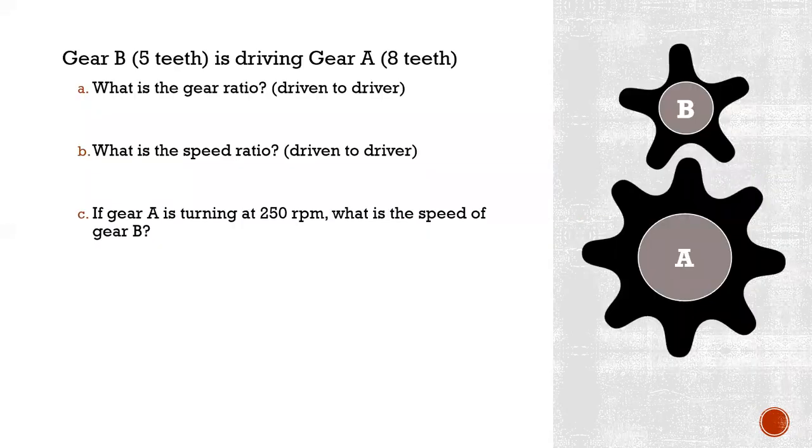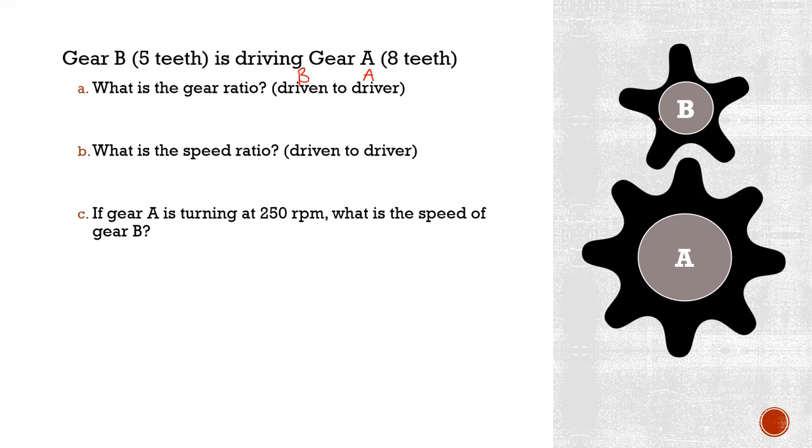Now let's look at an example. So here it says gear B has 5 teeth and it's driving gear A, which has 8 teeth. I want to know the gear ratio of the driven gear to the driver gear. So let's figure out which one's the driven gear. Well, B is driven and A is the driver. So it just helps us to make sure we get that order right.